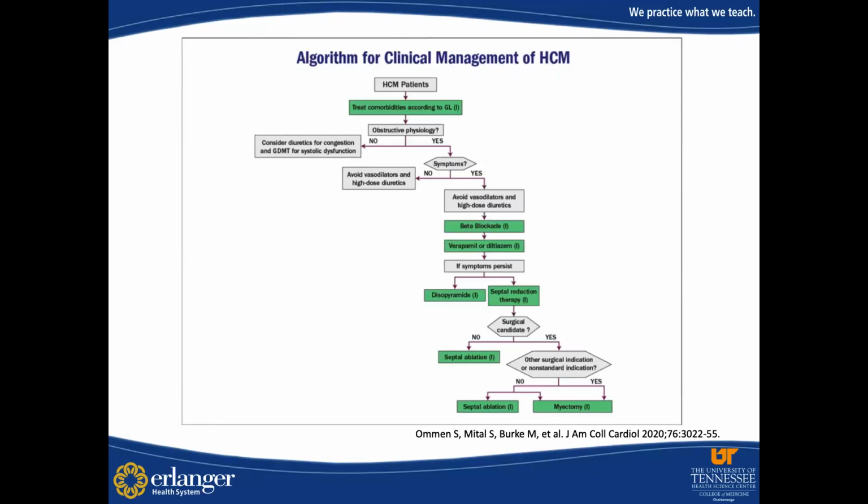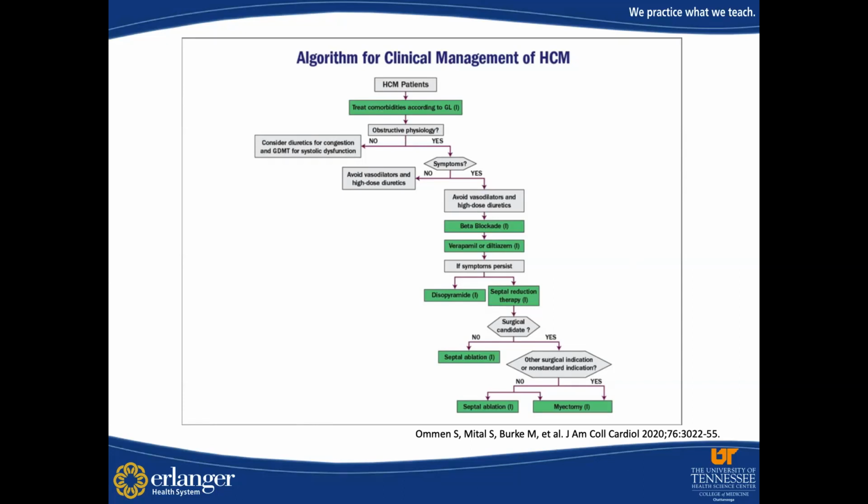All right, so when you're thinking about HCM, this is just kind of a clinical breakdown. First things first, you're going to treat other comorbidities, and then ask, do they have obstruction or not? That's an echo, right? You start with a basic echo. If not, you're just going to do GDMT for congestion, because it kind of acts like a HFpEF. They just get volume overloaded, and you really want to get them on good diuretic therapy, and then you do all your classic GDMT. If they've got obstruction, are they symptomatic?